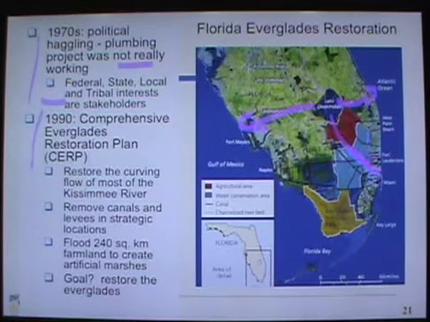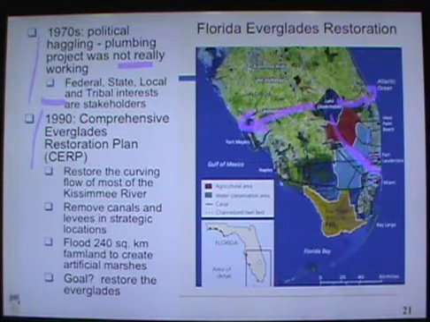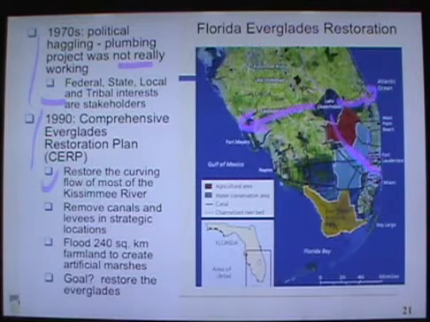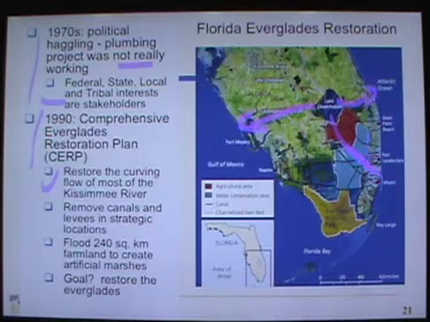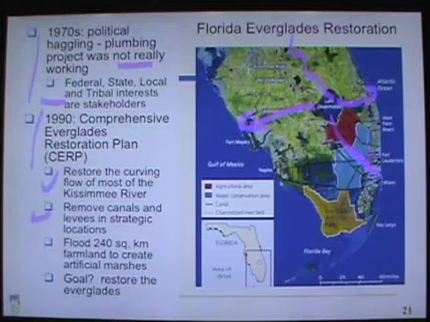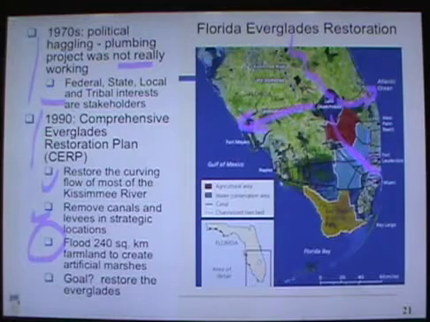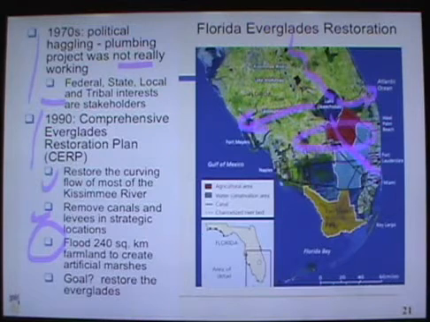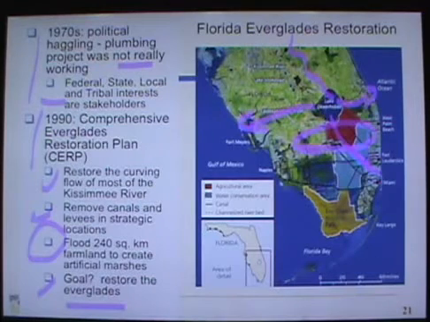In 1990, it took a little while to come up with this thing called the SERP, the Comprehensive Everglades Restoration Plan. I love a good acronym. The idea, and this has largely taken place, although it won't be finished for another few years, is to restore a lot of the Kissimmee River to a natural flowing river. Right up here, comes down there. Remove a bunch of canals and levees in certain locations, and then flood 240 square kilometers, not miles, kilometers of farmland, creating artificial marshes, mostly south of Lake Okeechobee. And the goal was supposedly to restore the Everglades. The goal was to protect water.